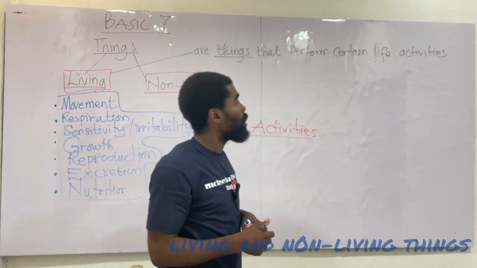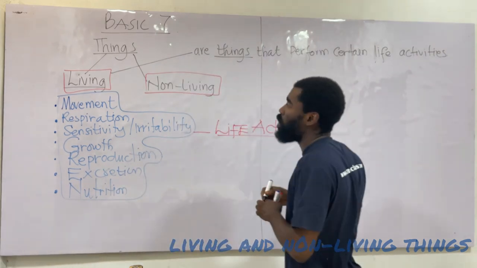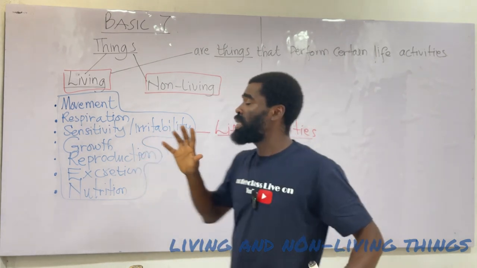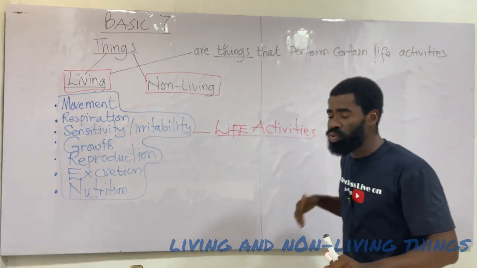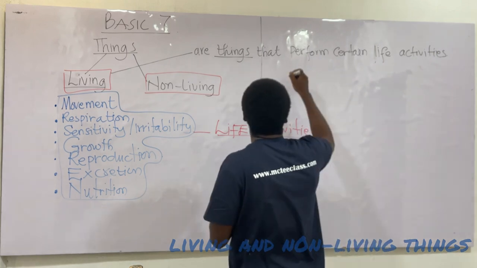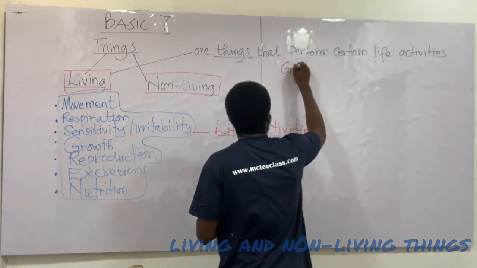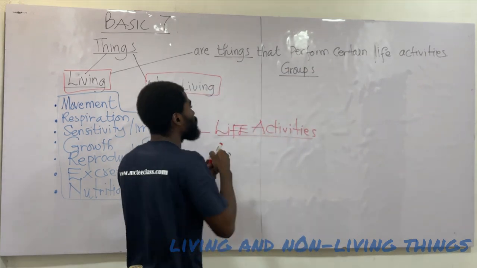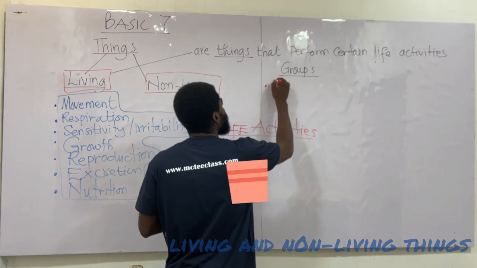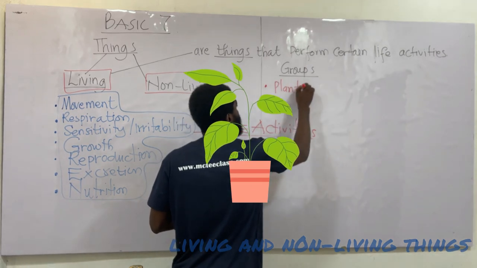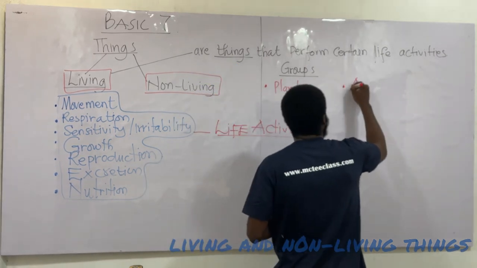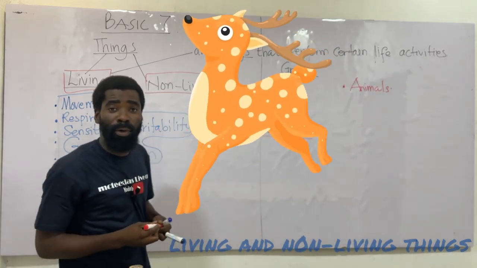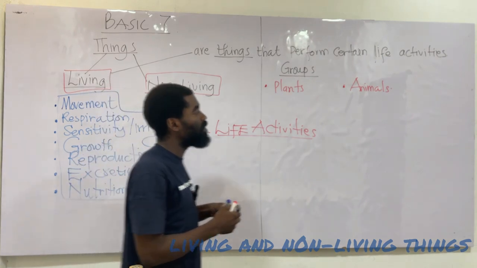Good. Now, living things are grouped into 5. But for the sake of our level, we group them into 2. I'll still mention the other ones. We have plants. Living things can either be plants or animals. Good. So these are the groups of living things.